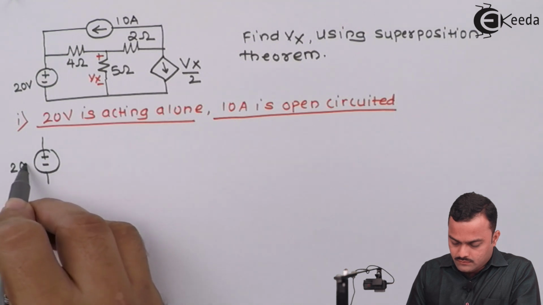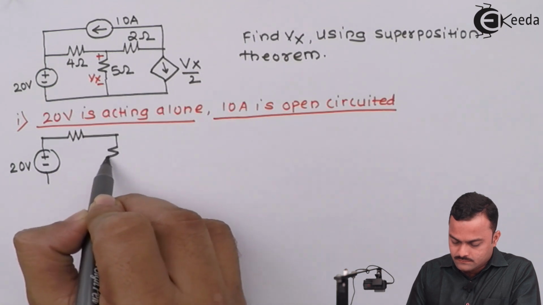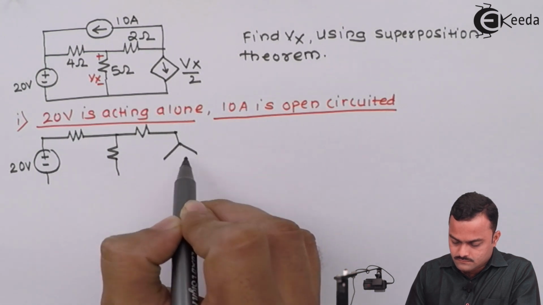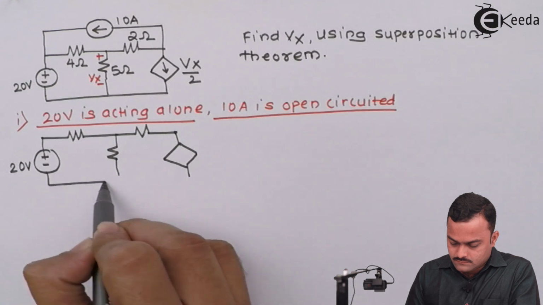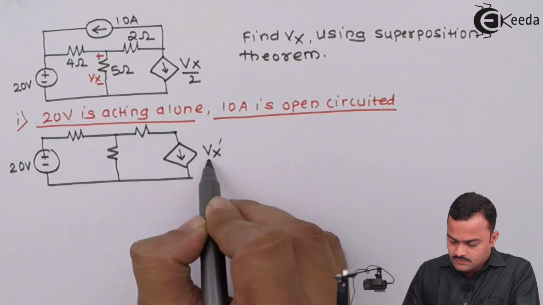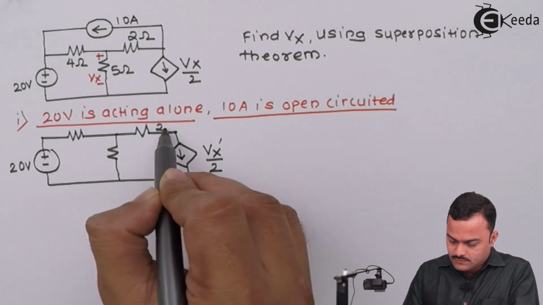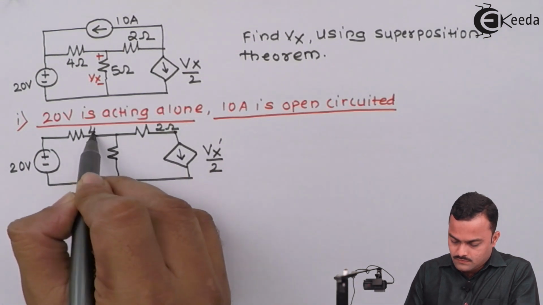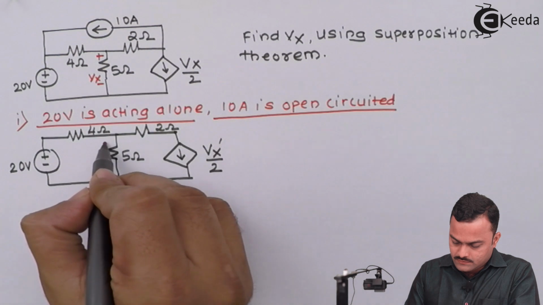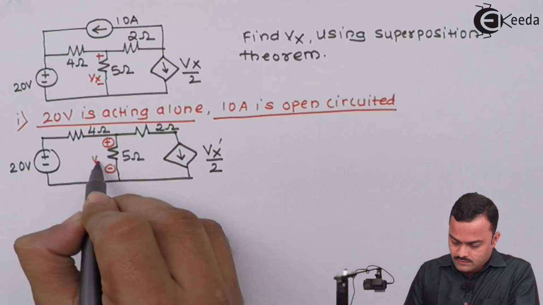20 volt acting alone. All the resistances will be there. So we will get a circuit like this. This is Vx dash upon 2. This is 2 ohm, 4 ohm, 5 ohm, and we'll have this voltage given by them. So I will encircle its polarity Vx dash.